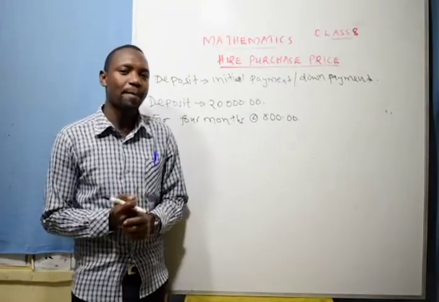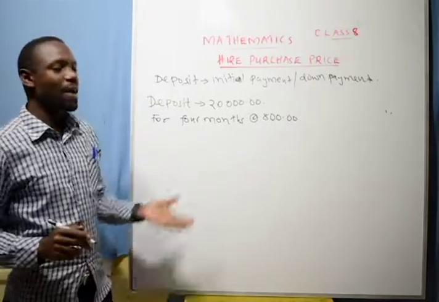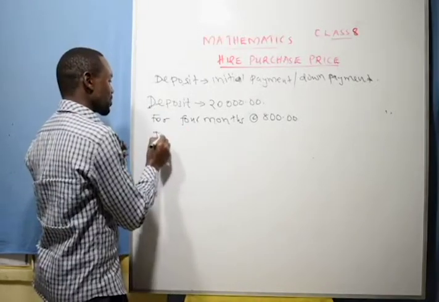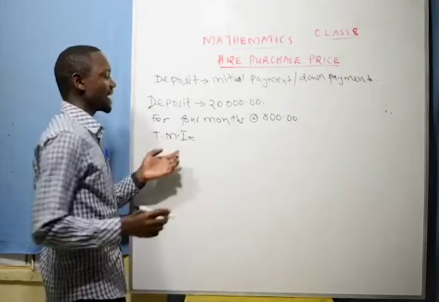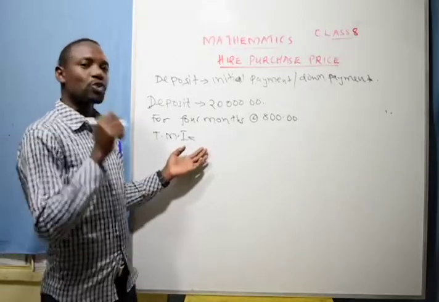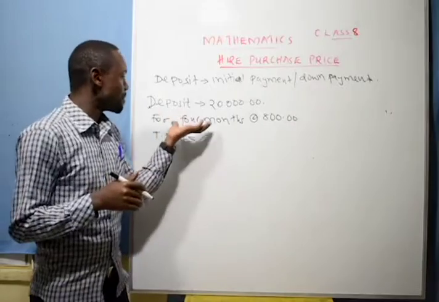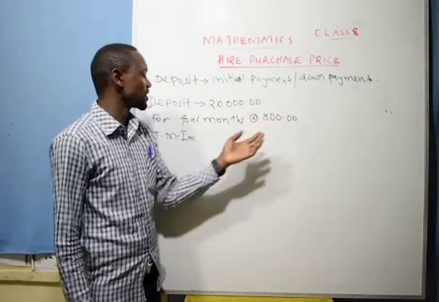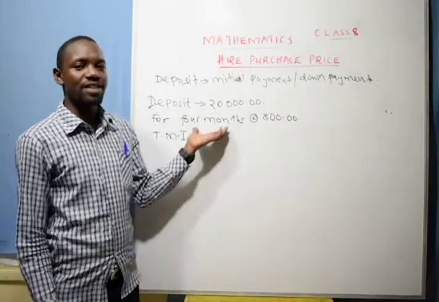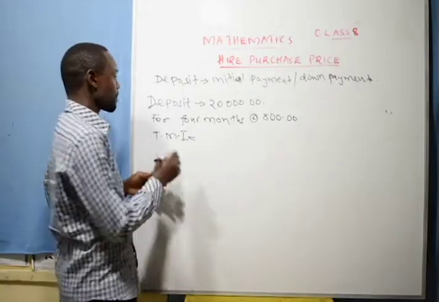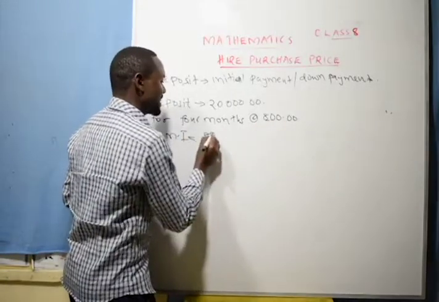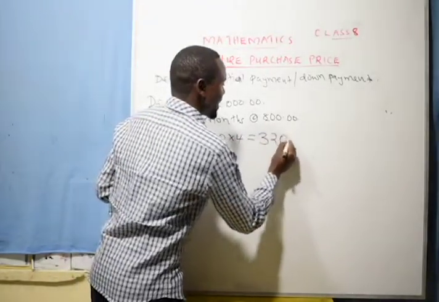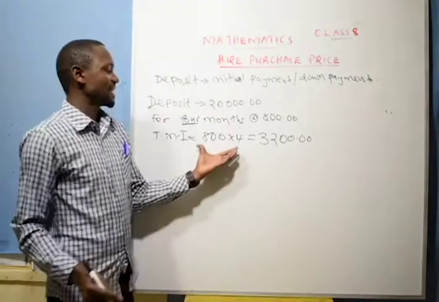So here we are looking for the hire purchase price. To get the hire purchase price, because we have the deposit, we first have to get the total monthly installments. After every month this person paid 800 shillings. So the total amount of money paid for the 4 months is what we call the total monthly installments. The amount paid per month, that is 800, times the number of months, which is 4. So this is 3,200 shillings. That is the total monthly installment.